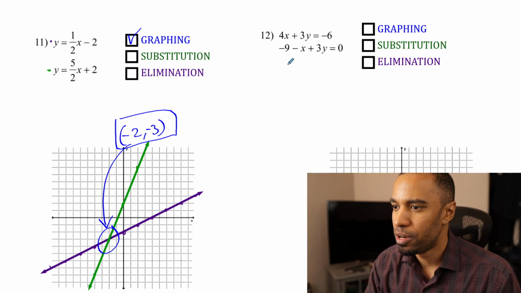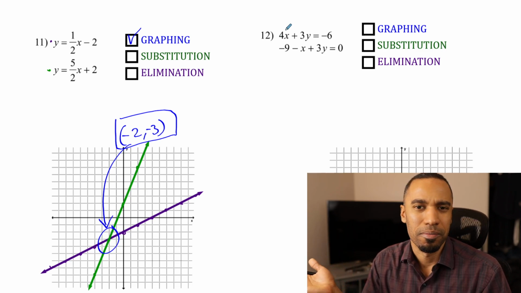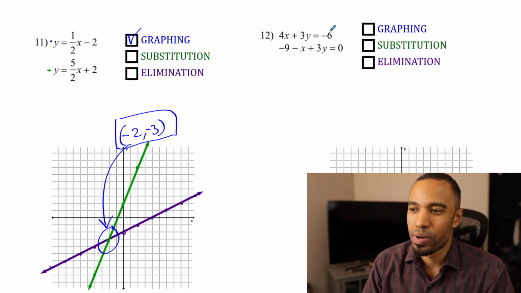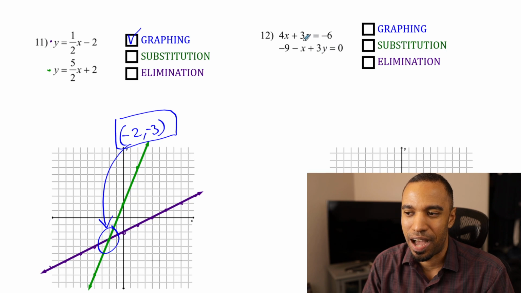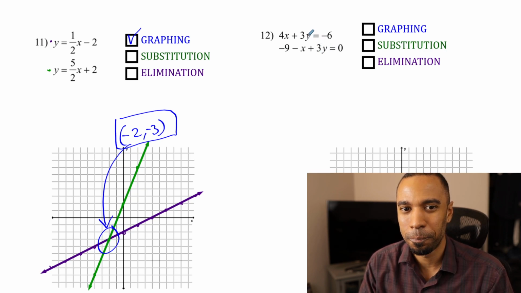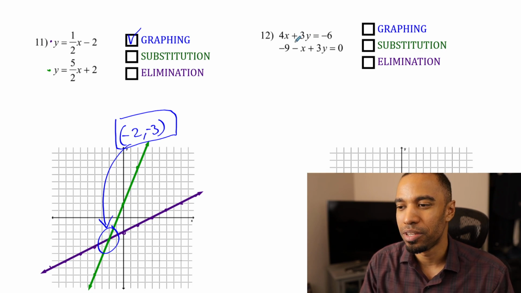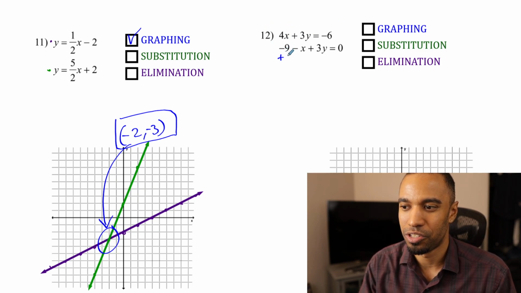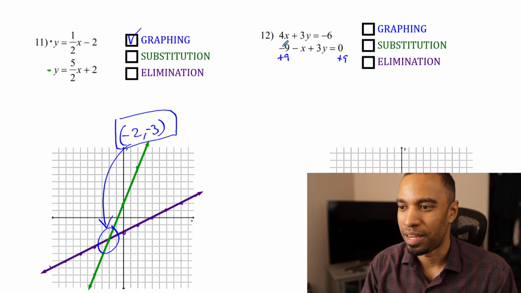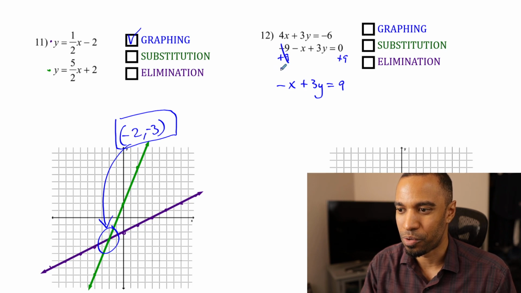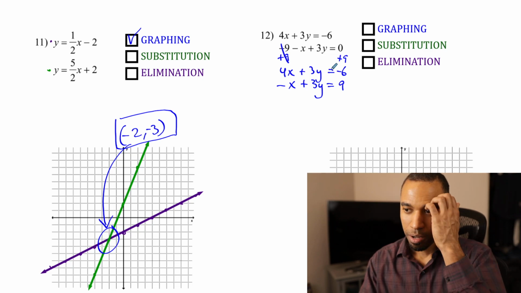Okay, and finally, this problem's not too hard, but the point is, this one is written in standard form right now, and this one is not. So it's best that you get them in standard form. Let's add the 9 over here. Let's do plus 9. Let's make ourselves feel a little bit better about things. And in doing so, we're going to have negative x plus 3y equals 9. So let's just rewrite both those equations right here. 4x plus 3y equals negative 6, negative x plus 3y equals 9.